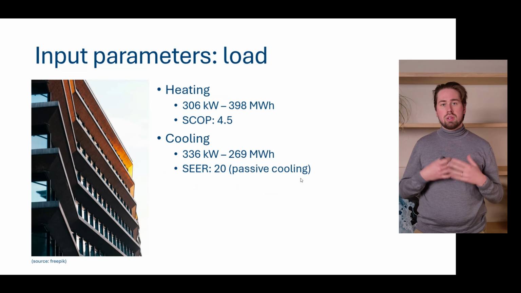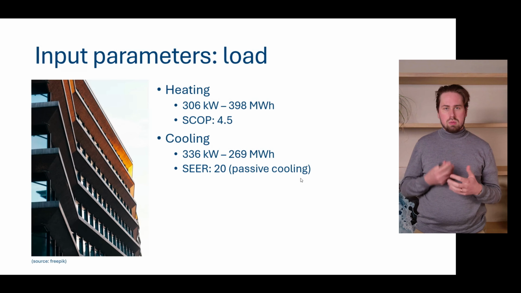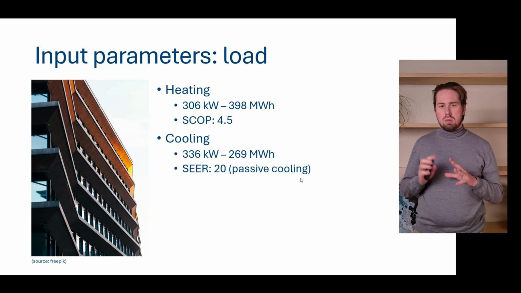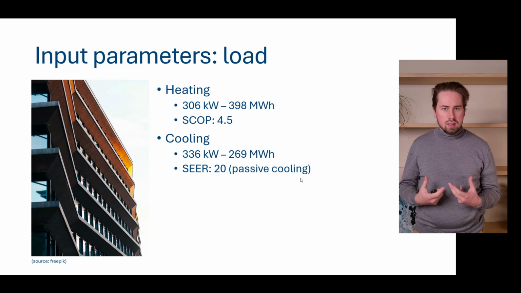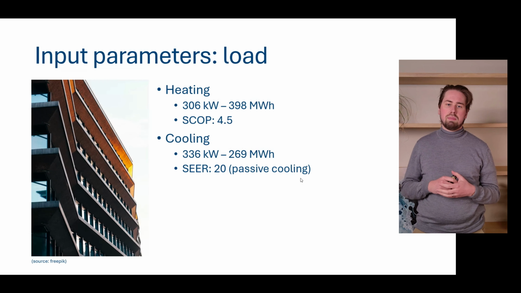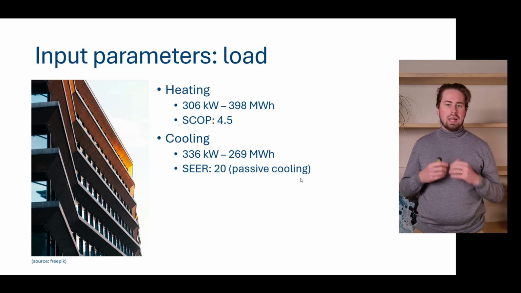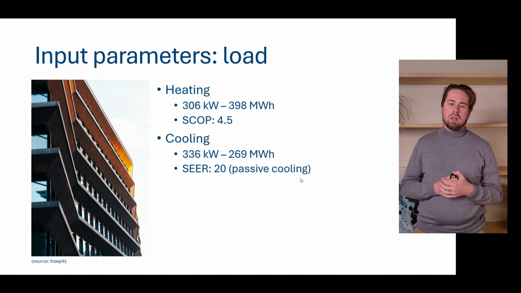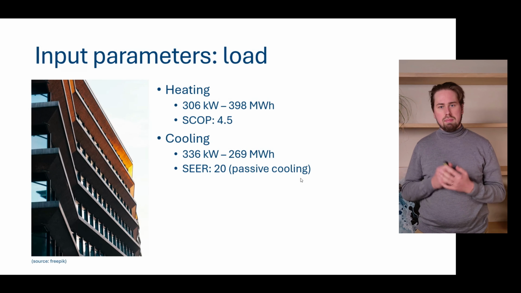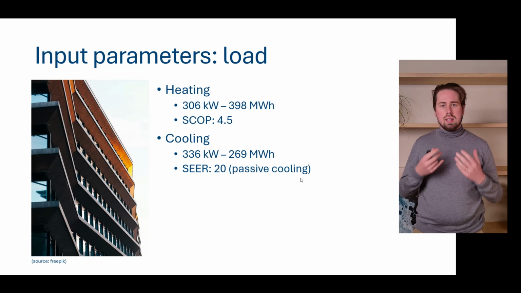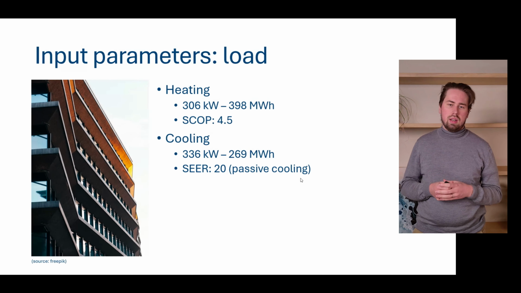And then lastly, for our thermal demand, it's a building demand. It's in heating and cooling demand. The heating is 306 kilowatts as a peak power with almost 400 megawatt hours per year of heating demand, and a certain efficiency of the heat pump. And for cooling, it's 336 kilowatts with a slightly lower energy demand of around 270 megawatt hours per year. It will be passive cooling, so our SEER, our seasonal energy efficiency ratio, is around 20.